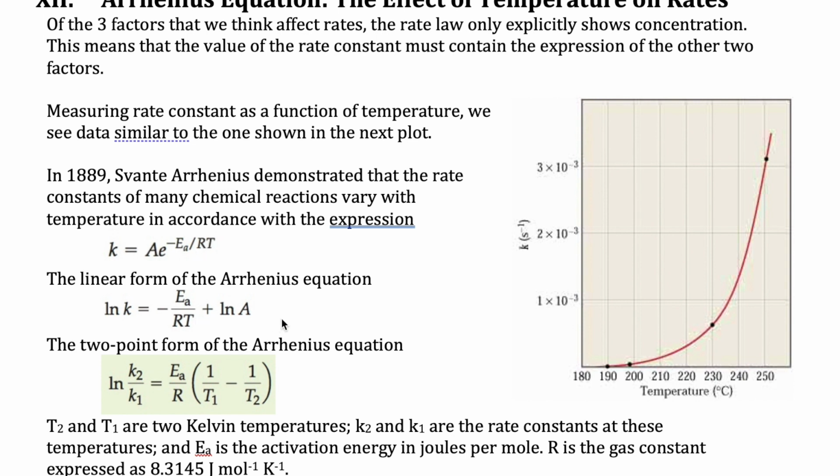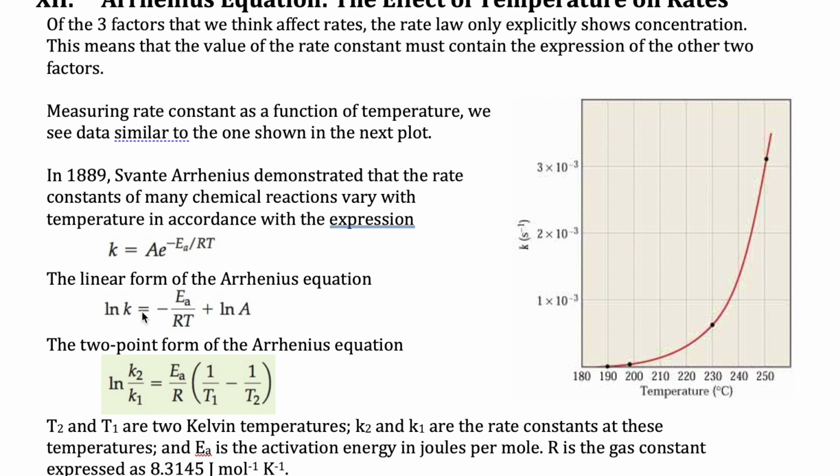I'll just mention here, A we call the pre-exponential factor, and Ea we call the activation energy. We're going to discuss the physical importance of A and Ea later on, but right now we're just going to discuss the mathematical use of the Arrhenius equation. This is the exponential form of the Arrhenius equation. You can also write the linear form, which looks like this: ln of k, again that's the rate constant, equals negative Ea over RT plus ln of A. There's an assignment that asks you to do that conversion from this form to the linear form.